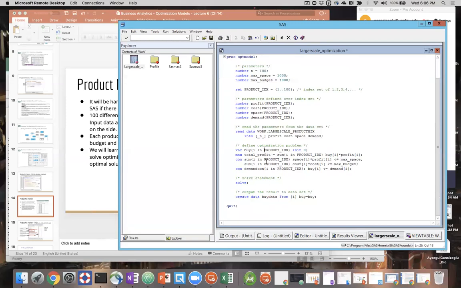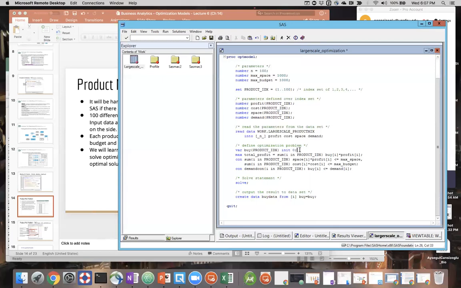Okay, this is not okay. It's supposed to be like this. So then we define a decision variable over the product index. That's a set, right? So this means that each item in the product index set is going to have a corresponding decision variable. Here it is var, which defines a decision variable, and then the name of the decision variable is buy, and we define it over a set which is called product index. So this is the decision variable.